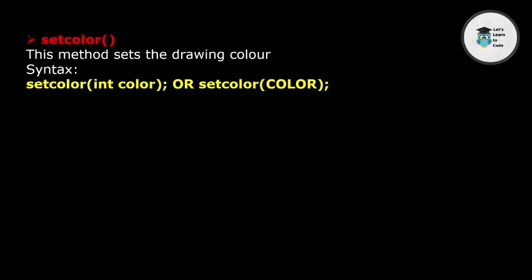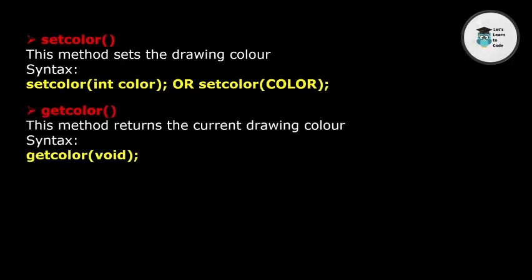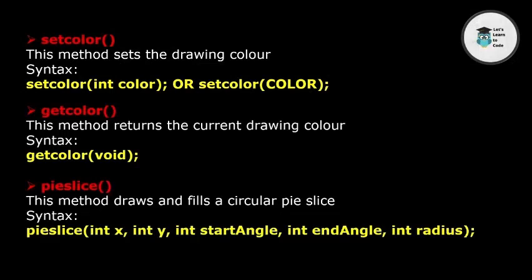The first method is the setcolor method. The setcolor method sets the drawing color. The second method is the getcolor method. This method returns the current drawing color. The difference between the two is that setcolor takes the parameter int color or the color name in uppercase, but the getcolor method returns the color and takes nothing as a parameter, that is, it's void, it's empty.